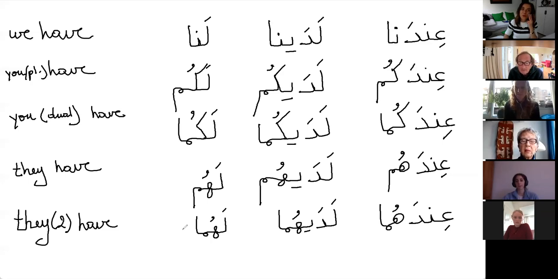There are two more, only used in Fusha. The two left are you plural and they plural, but pure feminine, so of three women. These are the extras that we don't use in dialect. In spoken Arabic, you don't need to worry about the dual or the plural feminine. But in Fusha, you will see them in texts.